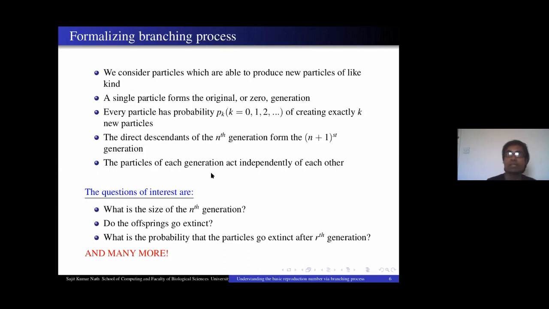Like when I say that one particle can give rise to 4 particles with probability p4, then it is applicable for every other particle as well. I mean, they can independently generate similar kinds of particles with the same distributions. Basically their distributions are identically distributed.